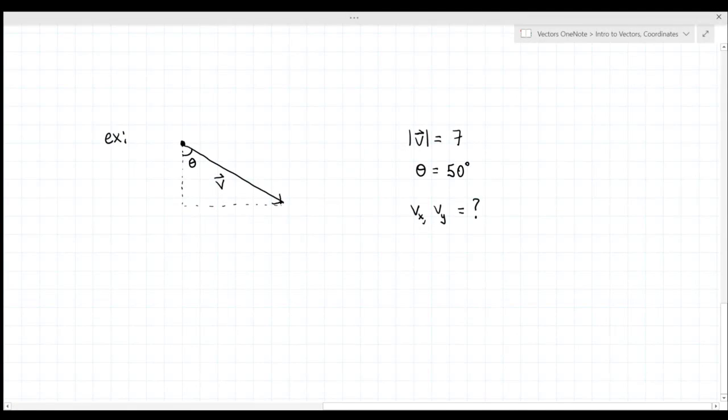To do that, let's look at cosine and sine of this angle theta right now. In this picture, for cosine of theta, let's call this Vy and let's call that Vx. Now, cosine is the adjacent, which would be Vy, over the hypotenuse. So in this picture, cosine is Vy over the magnitude of v.